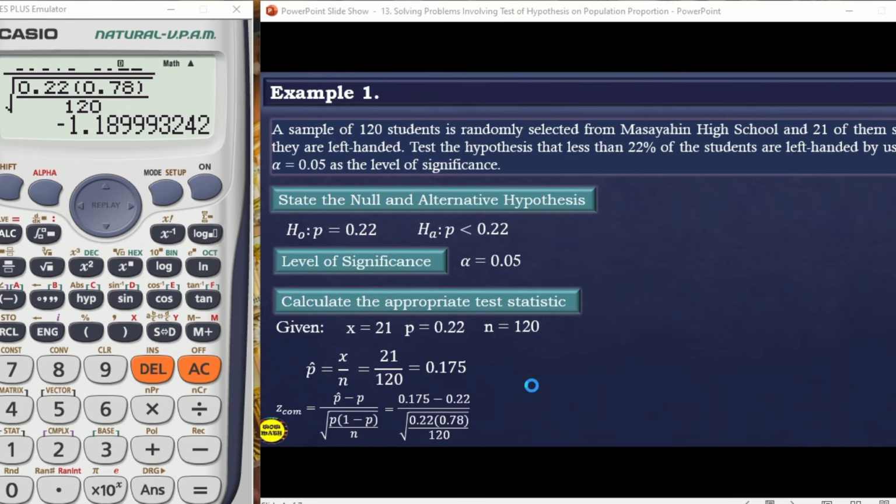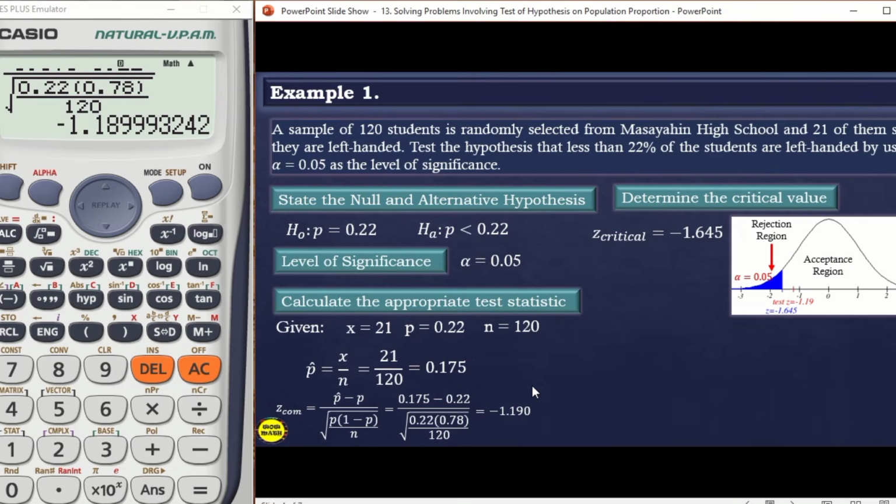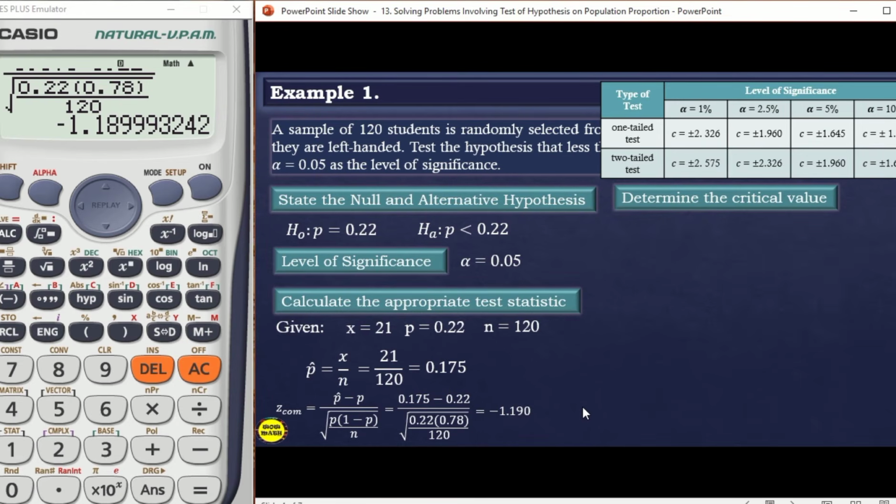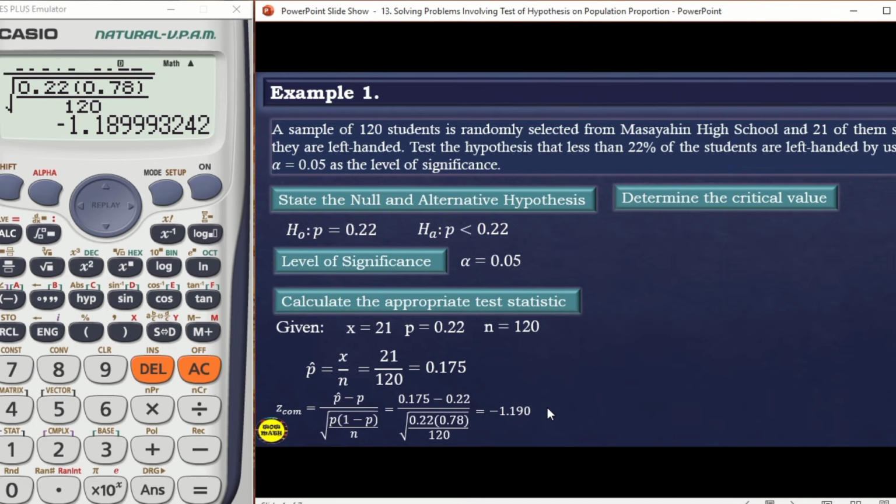Ayaw mag okay, negative 1.190. Okay, 1.190 kasi 1.89, so ang kasunod na ng 9 is 9 pa din. So gawin na natin tong 9. So 189, yung susunod na 190. So the computed value is negative 1.190.